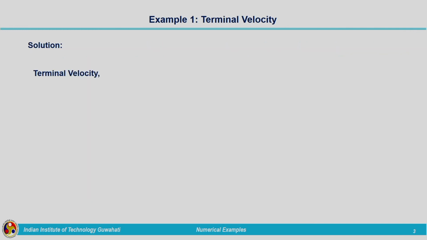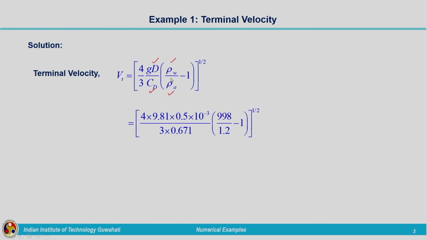The terminal velocity expression we have already derived, so the same expression we will make use of here, and we will substitute the given data in that expression. Terminal velocity Vt is given by the square root of 4 by 3 times g d by Cd, times rho W by rho A minus 1. In this we will substitute the diameter of the droplet, coefficient of drag, density of water and density of air. After substituting, we can calculate the value as 2.85 meters per second. The velocity of the raindrop, calculated using the equation for terminal velocity, is found to be 2.85 meters per second.